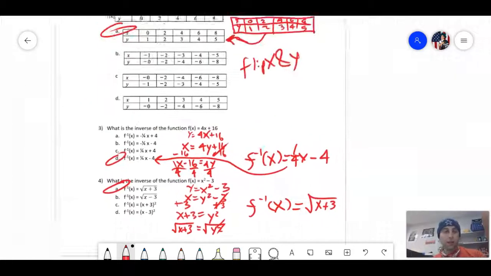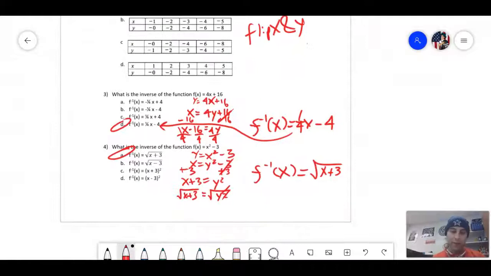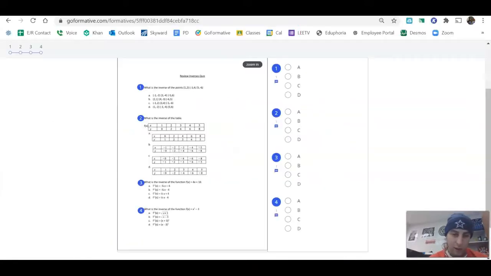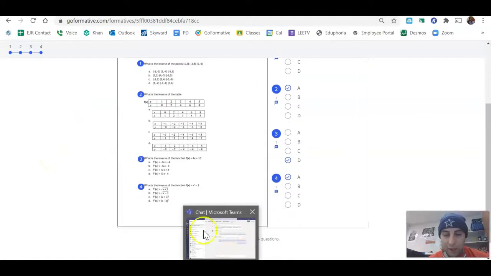All right, so in doing this, we got what? B, A, D, A. So make sure you put that on your Go Formative under the review, not the actual quiz, but the review, okay? AR review inverses versus quiz. Now, you can submit that.